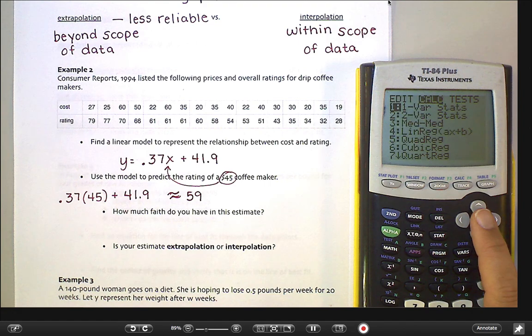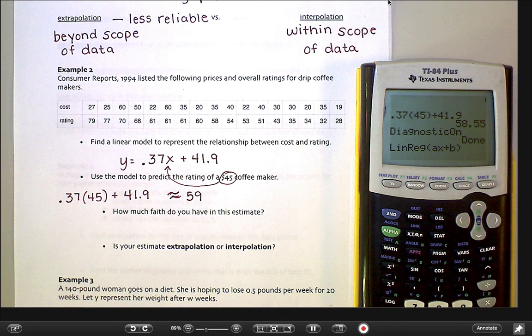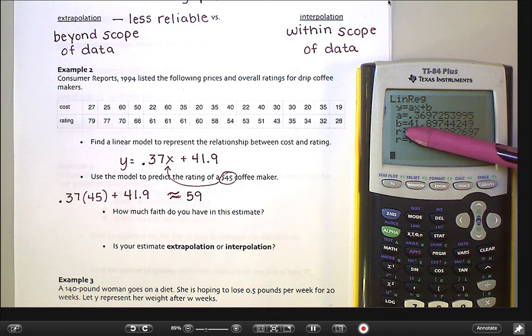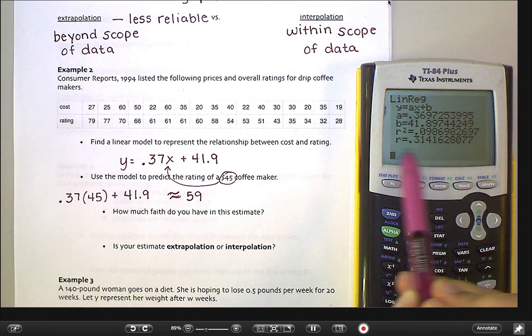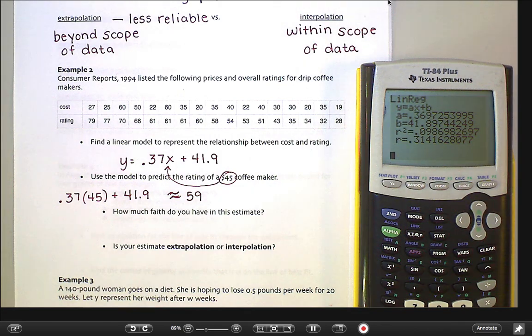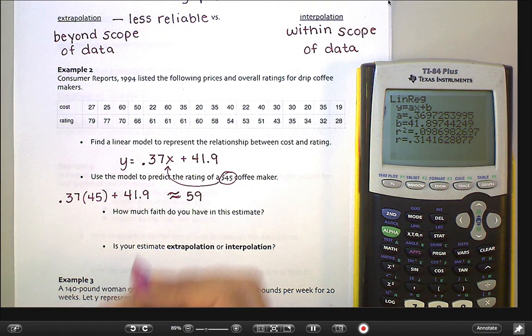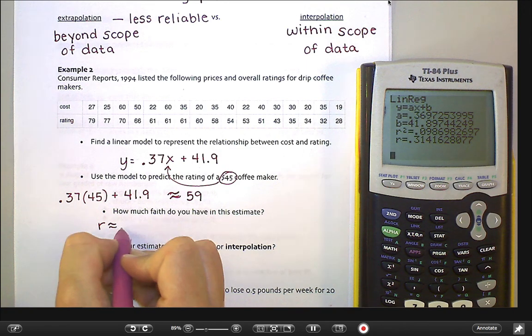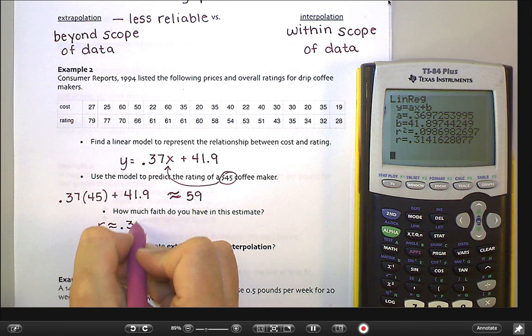So then I'm going to go through the process again. Stat, calc, option number 4, enter. Okay, and so there's those same numbers again. There's the A and the B, but now I have this R squared and R. And this is the number I'm looking at. That R is my correlation coefficient. And an R value of 0.3 is not very good. Okay, R is approximately equal to 0.31.